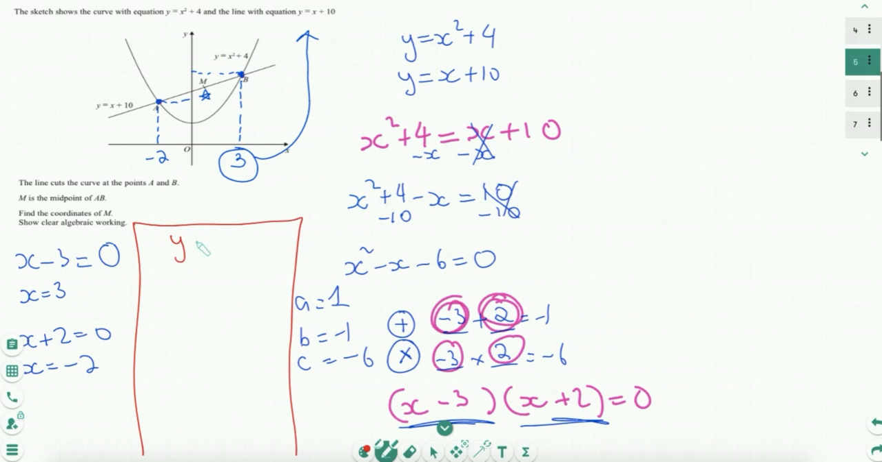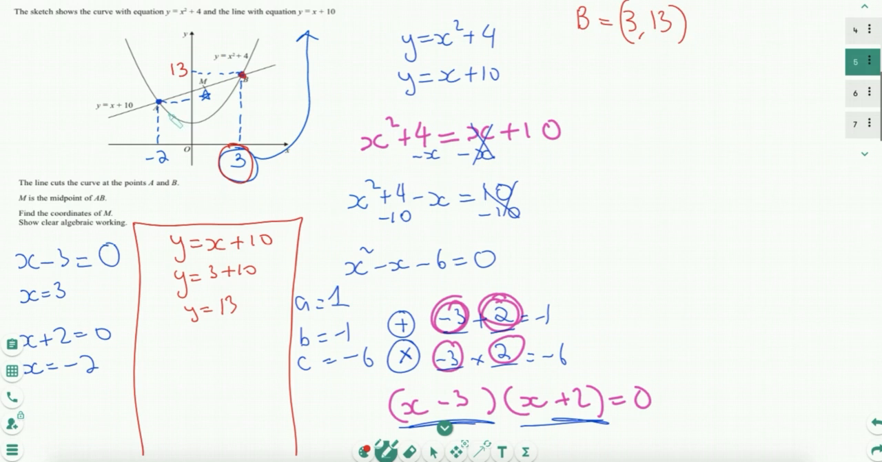So y equals x plus 10. And we're going to replace x with 3 for this coordinate. So y is equal to 3 plus 10. Y is equal to 13. So this point here has an x coordinate of 3 and a y coordinate of 13. So that's coordinate B. Coordinate B is equal to (3, 13).